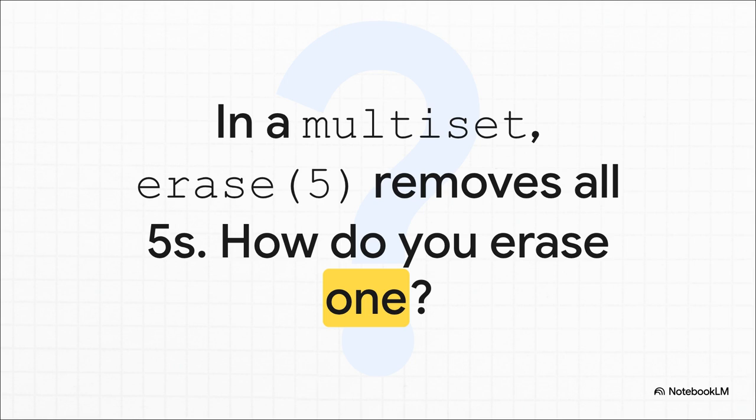You have to give it the location of the one you want to remove. You do this by first calling s.find(5). That gives you what's called an iterator. Think of it like a pointer to the very first 5 it finds. Then you pass that iterator to erase, and it will only remove that one specific element. It's a subtle point, but a really important one to know.